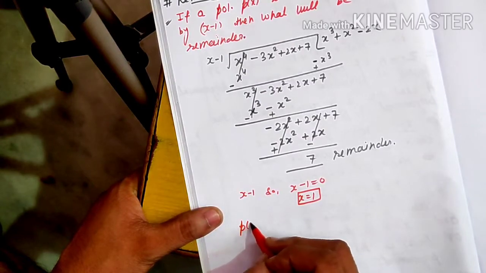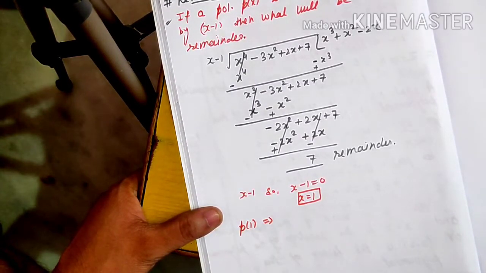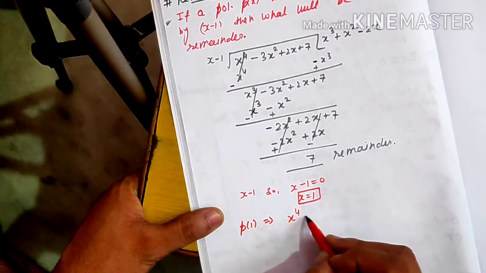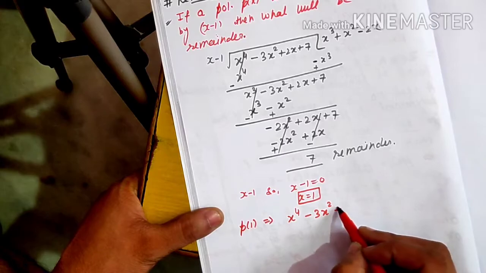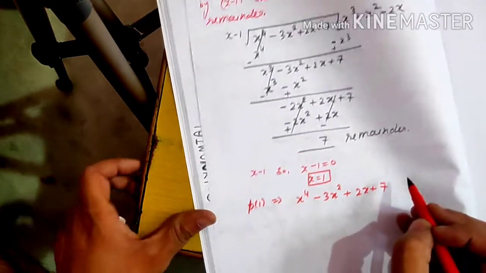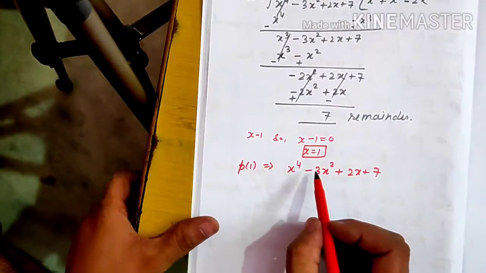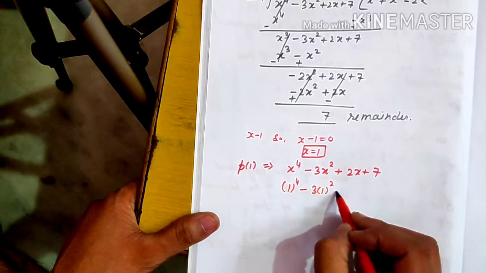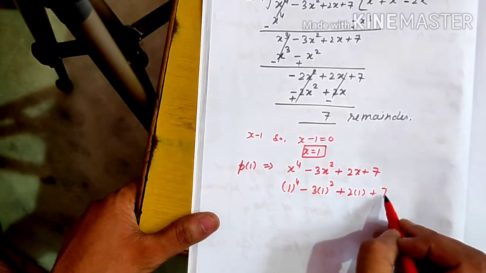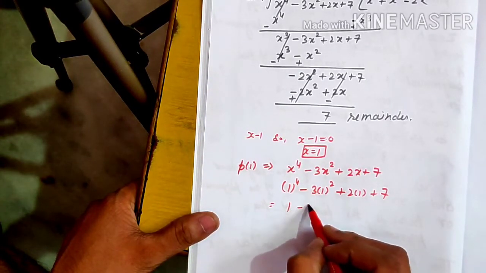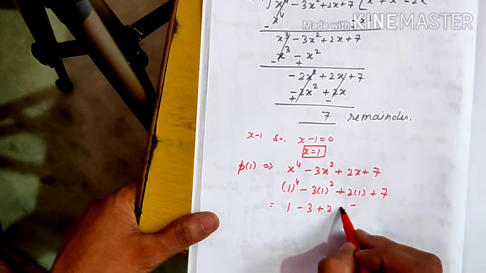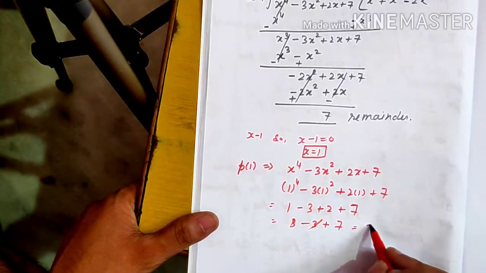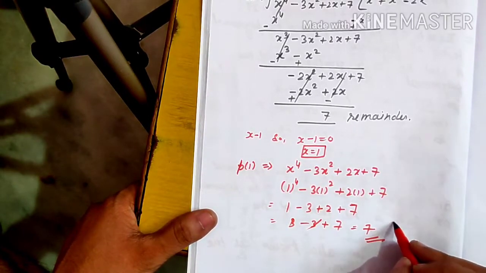Now you will find p(1). So what was our polynomial? x to the power 4 minus 3x square plus 2x and plus 7. Just put the value of x. 1 to the power 4 minus 3 into 1 square plus 2 into 1 and plus 7. This would be 1 minus 3 plus 2 plus 7. 3 minus 3 plus 7 which will be 7, and 7 is the answer.